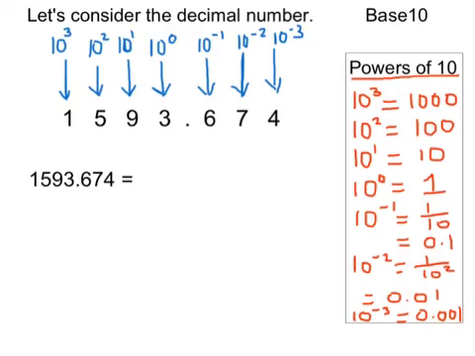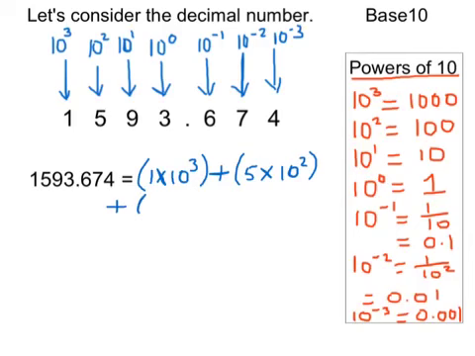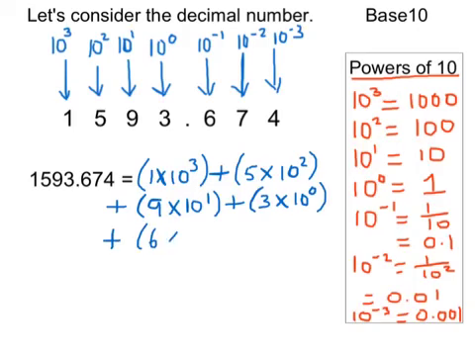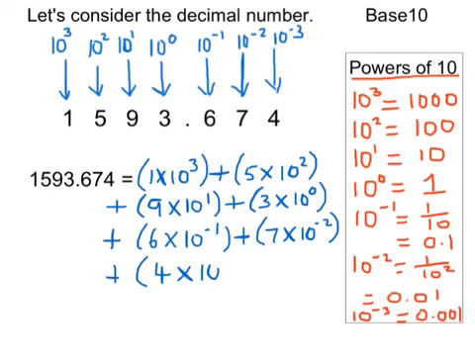So I can write this number 1593.674 as 1 multiplied by 10 to the power of 3, which is the 1000, added to 5 multiplied by 10 to the power of 2, which is the 500, added to 9 multiplied by 10 to the power of 1, which is the 90, plus 3 multiplied by 10 to the power of 0, which is the 3 units, plus 6 multiplied by 10 to the power of -1, which are the 6/10ths, plus 7 multiplied by 10 to the power of -2, plus, and lastly, 4 multiplied by 10 to the power of -3.